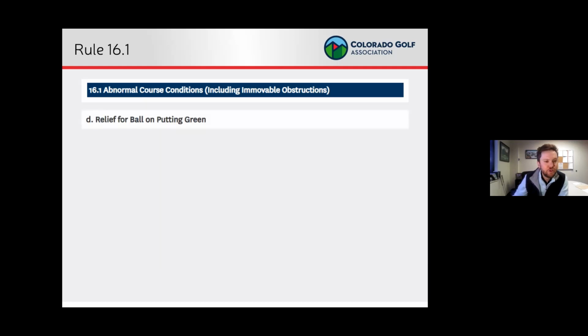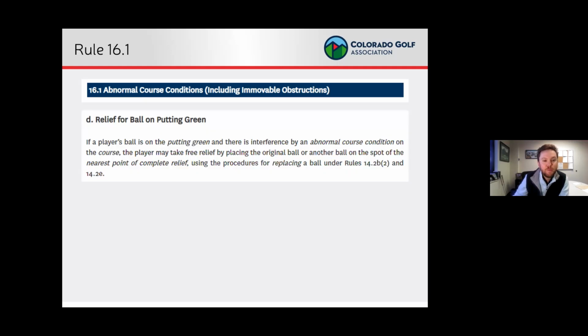All right. So 16.1d, moving along. This is relief for a ball on the putting green. So if a player's ball is on the putting green and there's interference from an abnormal course condition on or off the course, and remember, like we saw very early on, if my ball is on the putting green, interference from an abnormal course condition is my line of play on or off the putting green.